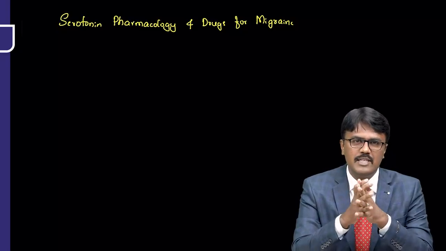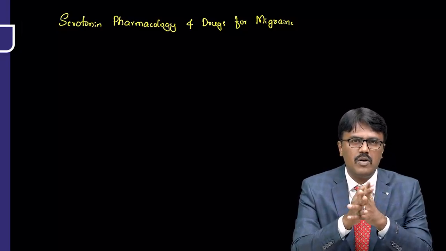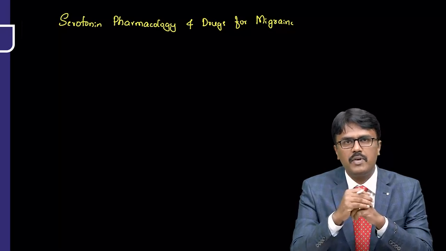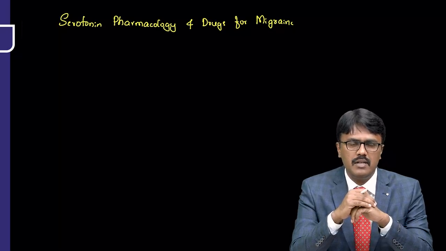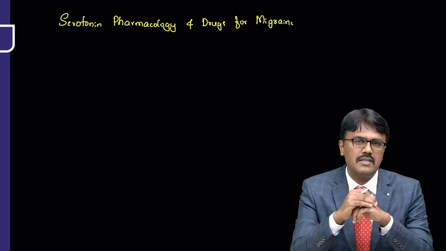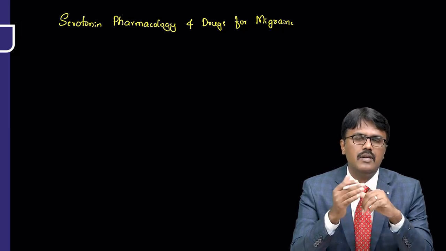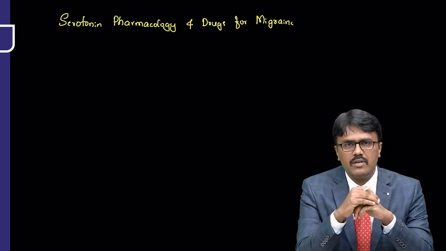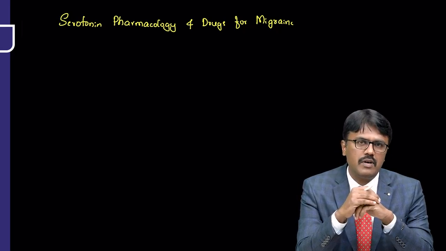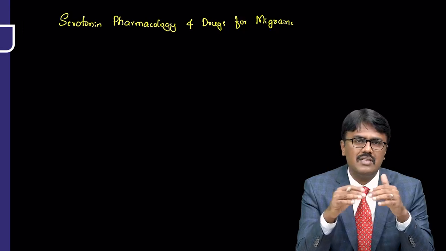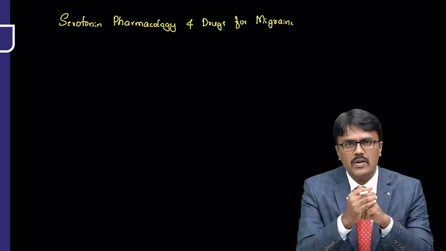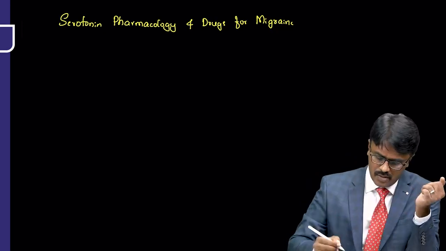Hi everyone, and in this video I'll be discussing serotonin pharmacology and drugs used in the management of migraine. So basically when we think of autocoids, we discussed histamine in the previous video, and in this video I'll be discussing serotonin. Serotonin is also called 5-hydroxytryptamine, and whenever you think of carcinoid syndrome, serotonin excess comes to our mind. It acts on 7 different types of receptor. So in this video, let us start serotonin.